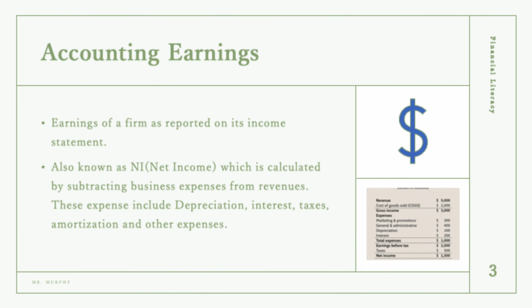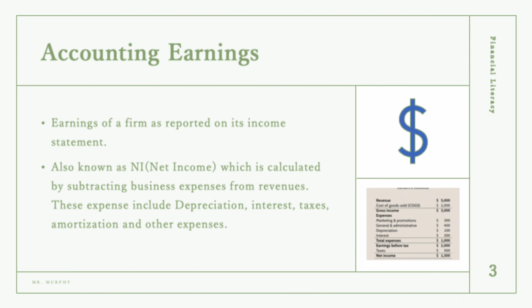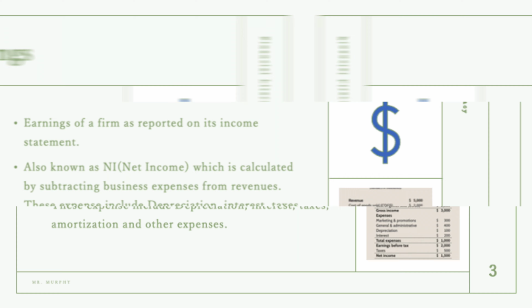Do you get it? Accounting earnings. Earnings of a firm as reported on its income statement, also known as net income, which is calculated by subtracting business expenses from revenues. These expenses include things like depreciation, interest, taxes, amortization, and other expenses. If you look at the bottom of the screen, you can see that I have an example of an income statement. Remember, an income statement is a financial statement.